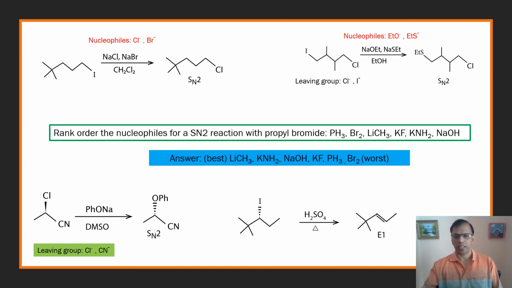So let's look at the last example. This is a secondary alkyl iodide, and you're heating it in sulfuric acid. Heat favors an elimination reaction. So in this case, since this is a secondary alkyl halide, it will give rise to the secondary carbocation, and the carbocation will then undergo elimination to give you the alkene.